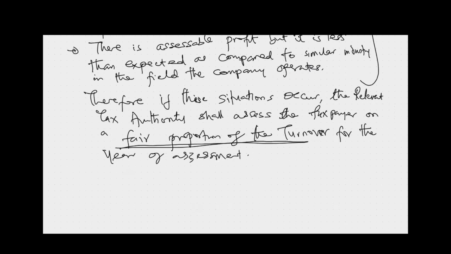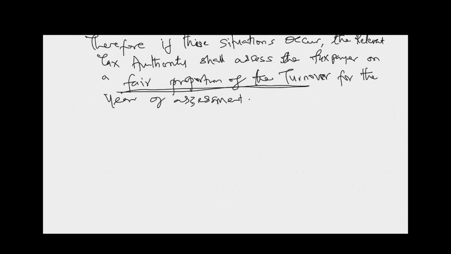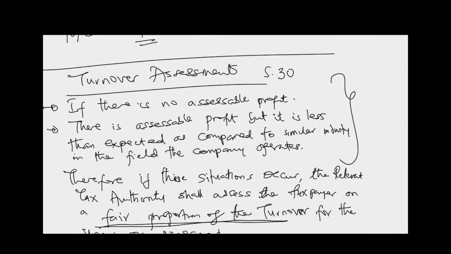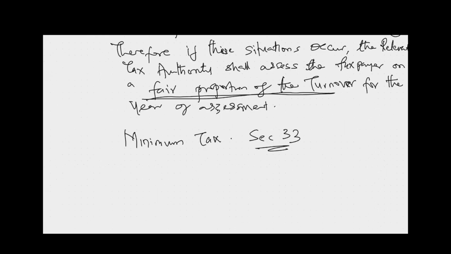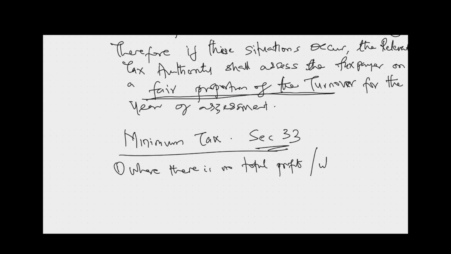Let's quickly talk about minimum tax. Section 33 of CITA. What does it say? A company will be assessed to minimum tax where the following occur. Number one, where there is no total profit, or where the company makes a loss.